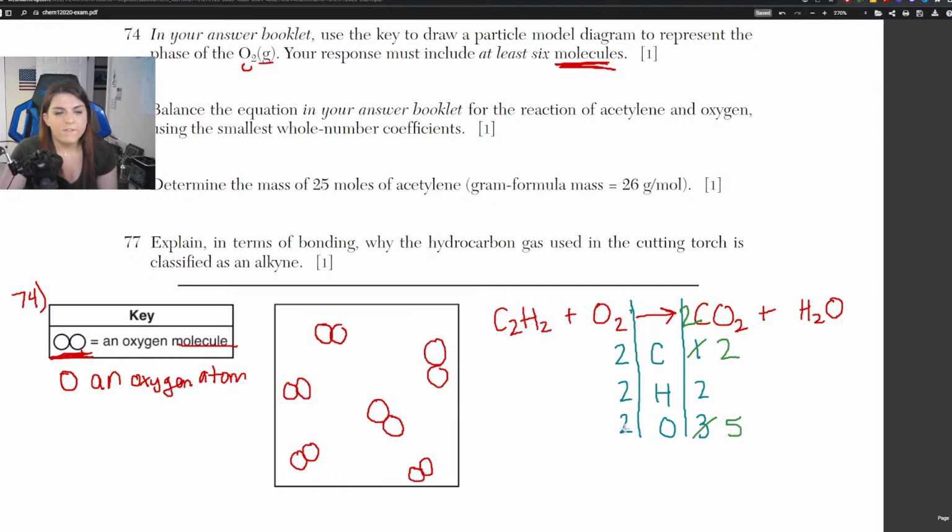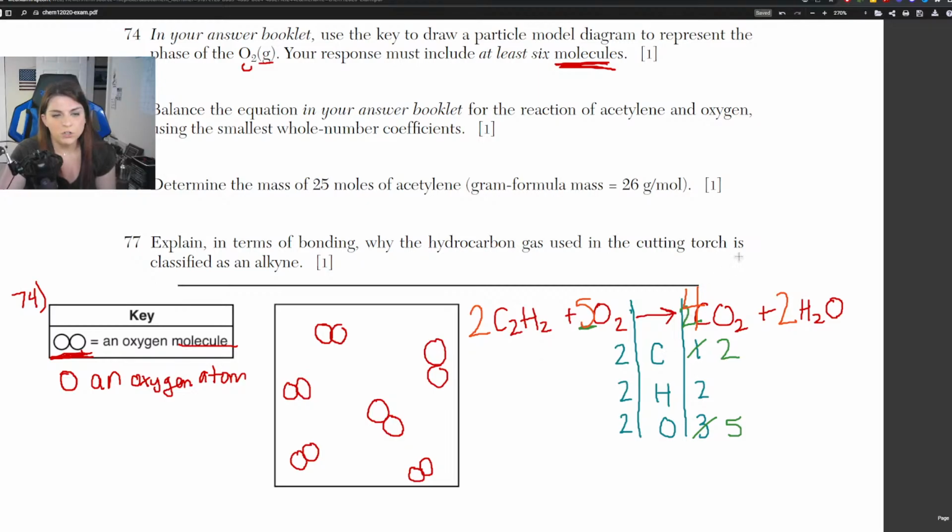In order to get 5 oxygens on this side, I would have to put a decimal, because no whole number times 2 will give me 5. So when this happens, the trick is to just double everything, meaning that what I really want to put is a 2.5. 2.5 times 2 will give me the 5 that I need. If I double everything, that'll get rid of the 2.5 that I want to write. So I can put a 2 here. 2.5 times 2 would give me 5. This 2 times 2 would give me 4. And then I would put a 2 right there.